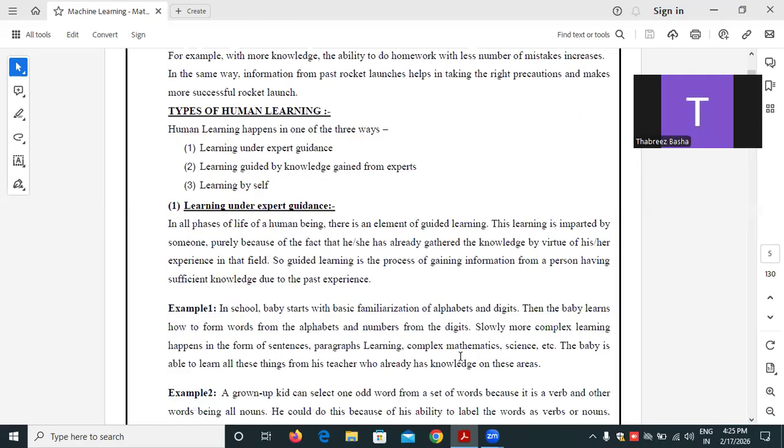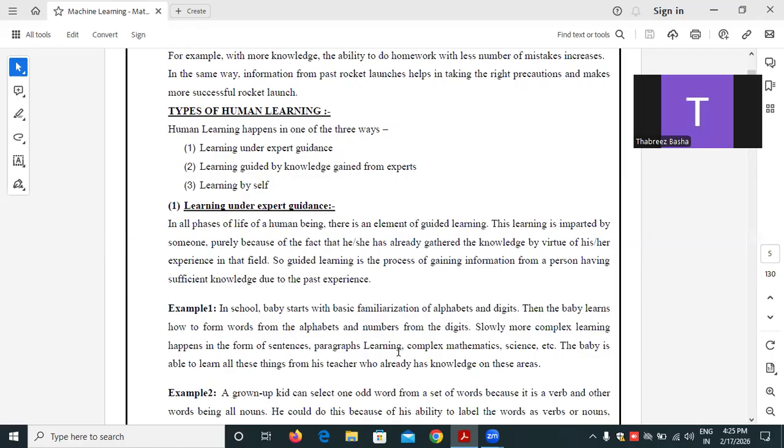Next, let us take another example. In school, a baby starts with basic familiarization of alphabets and digits. The baby learns how to form words from the alphabets and numbers from the digits. Slowly, more complex learning happens in the form of sentences, paragraphs, complex mathematics, and sciences. The baby is able to learn all these things from his teacher, who already has knowledge in these areas.